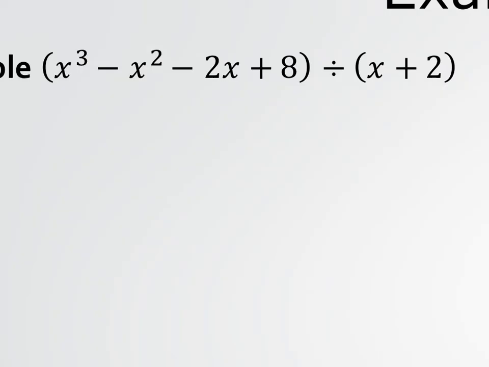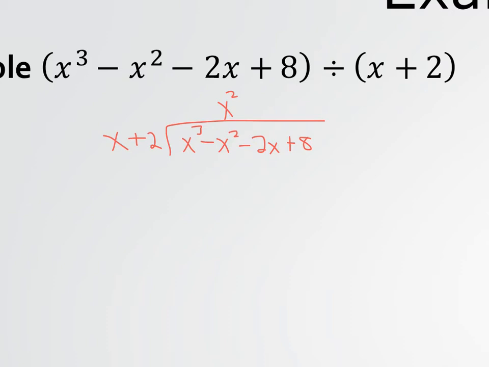And that's it. Let's look at another example. Remember, the first number is going to go into our house. So we're going to start with x cubed minus x squared minus 2x plus 8, and we're going to divide that by x plus 2. Remember, you cover up the 2 and ask yourself, how many times does x go into x cubed? Well, hopefully you said, oh, that's x squared. So that x squared goes above the x squared in the house.